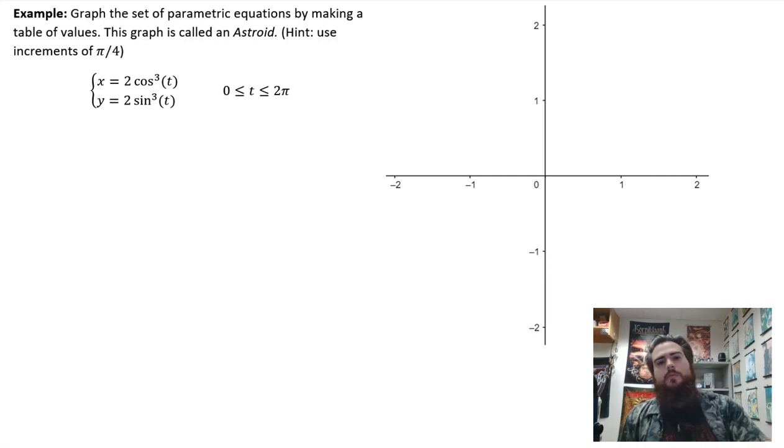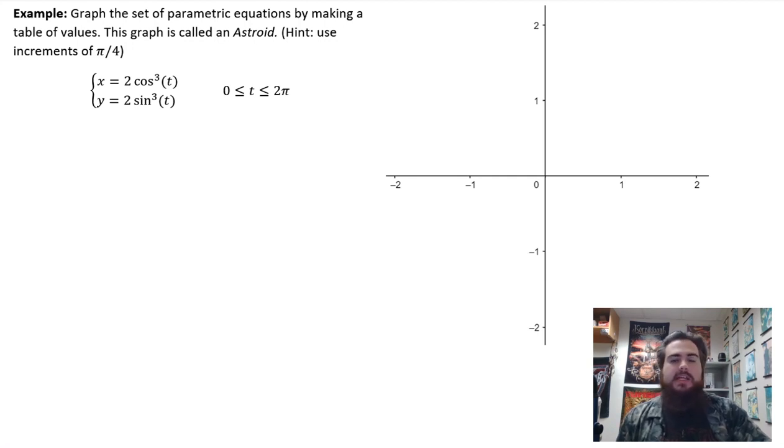In this example, we are asked to graph the set of parametric equations by making a table of values. This particular situation will have a special type of graph that is going to be known as an asteroid. X is defined here to be equal to 2 times cosine to the third power of t, and y is equal to 2 times sine to the third power of t.